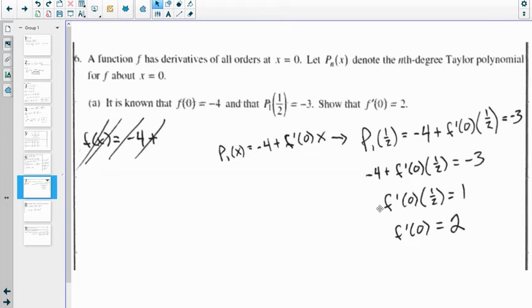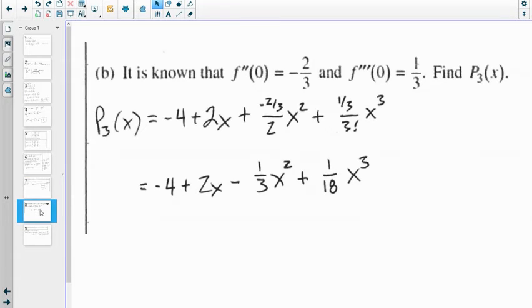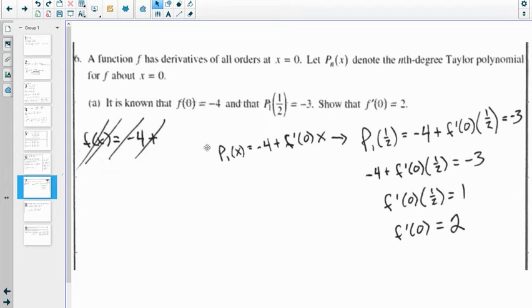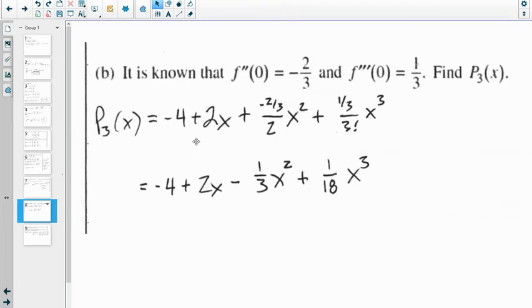So we need to show the steps that lead up to that point. Part B, it is known that f double prime of 0 is equal to -2/3 and f triple prime at 0 is equal to 1/3. Well, we know that this is the first degree approximation, the value of the function, the value of the derivative times x. And so I'm just adding on to that.